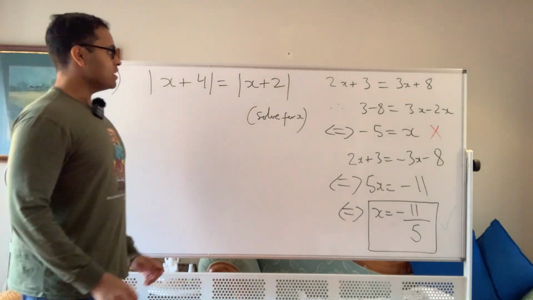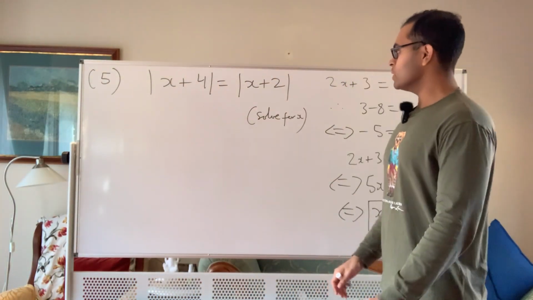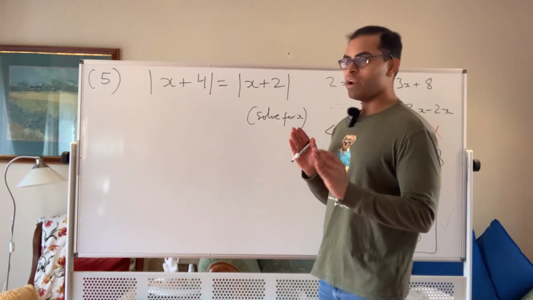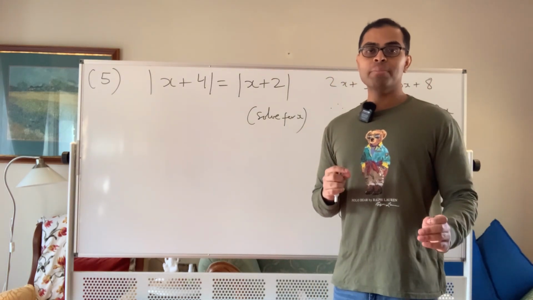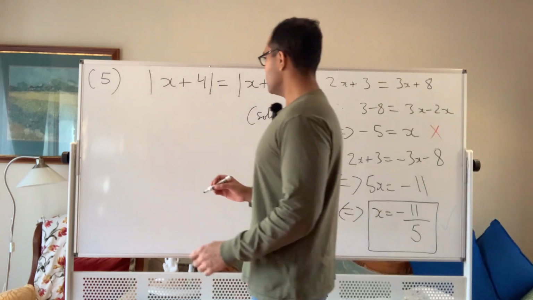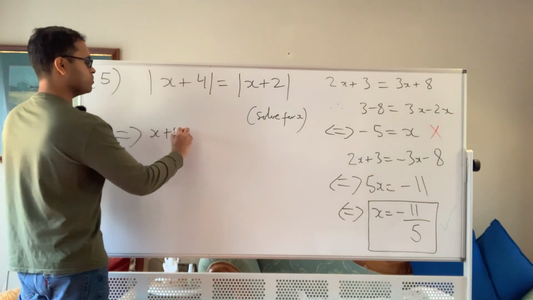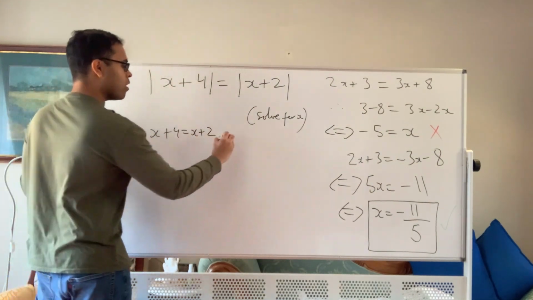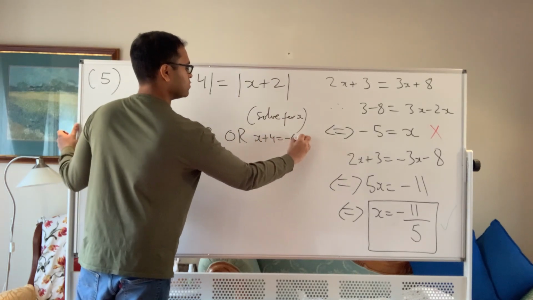So again, even though there's an absolute value on both sides, there is the same principle here. The principle is that x plus 4 and x plus 2 are both the same distance away from 0. So that means they must be equal to each other or negatives of each other. So this is going to imply that x plus 4 is equal to x plus 2, or x plus 4 equals negative x plus 2.